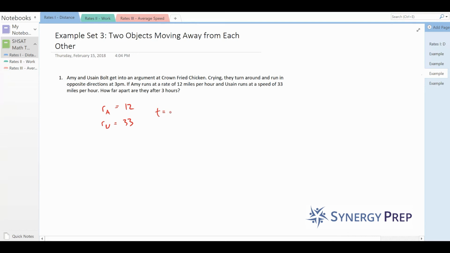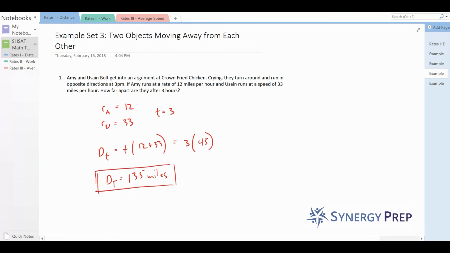So we have time given, so I guess all we're doing is solving for the distance. d equals t times 12 plus 33. Whoops, I plugged them in beforehand, but you get the gist. So 3 times 12 plus 33, which is 45. So the distance between the two of them is 135 miles after 3 hours. Very easy, right? Yeah, it is.